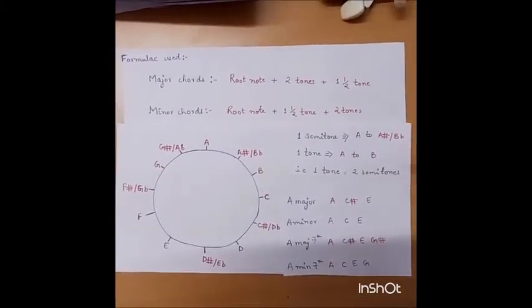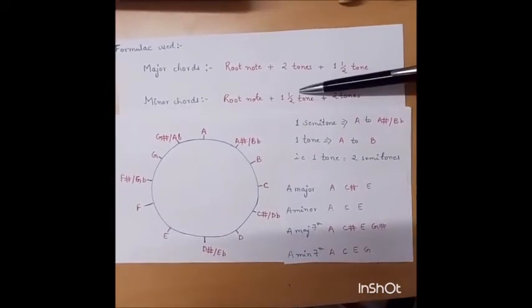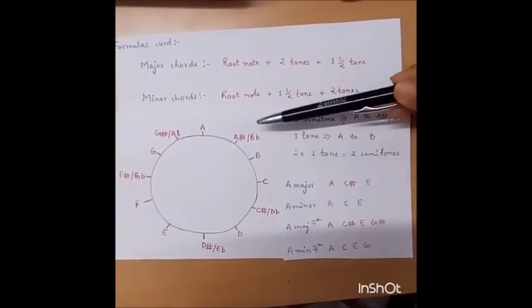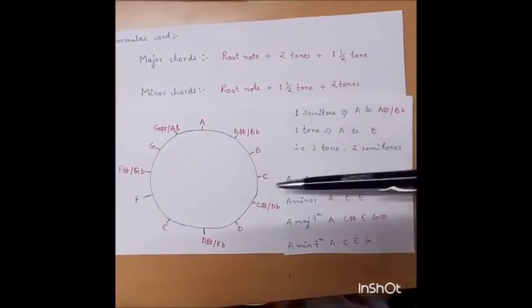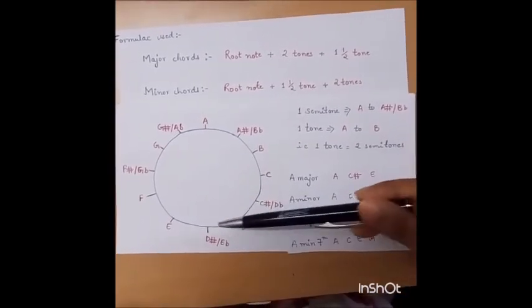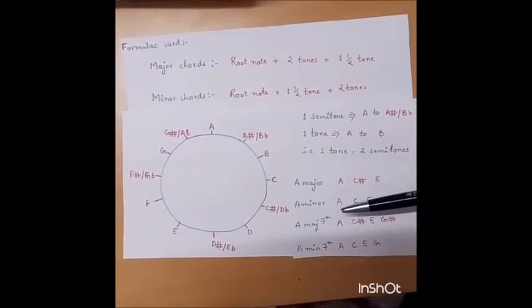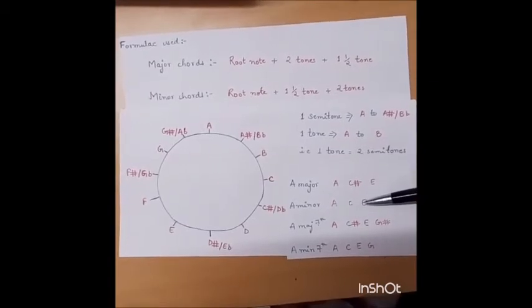A minor chord. The same root note would be A. Then we have 1.5 tone, that is 3 semitones. So we go 1, 2, 3, that is C. And then we go 2 tones, 1 and 2. We have E. So the A minor chord would be having A, C and E as the notes.